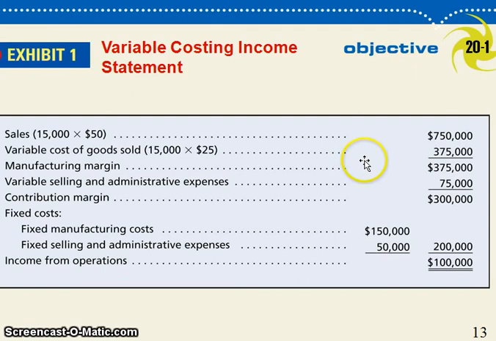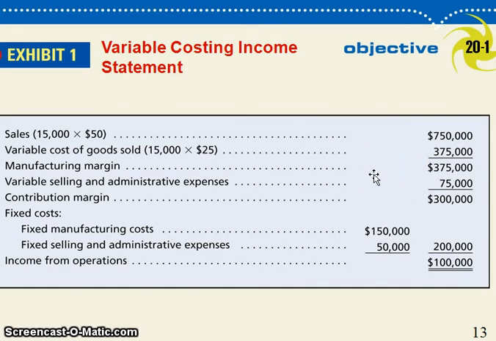The manufacturing margin is saying we're selling these things for $750,000, and really they're truly costing, the cost of the product all by itself, the actual direct materials, direct labor, and variable factory overhead. Those are the costs, which comprise $25 a unit. In total, $375,000. So we're really making $375,000 on the sale of this product, right?